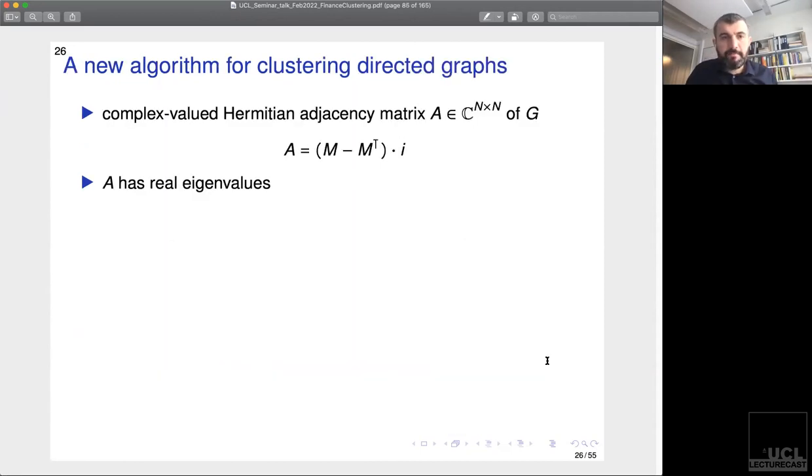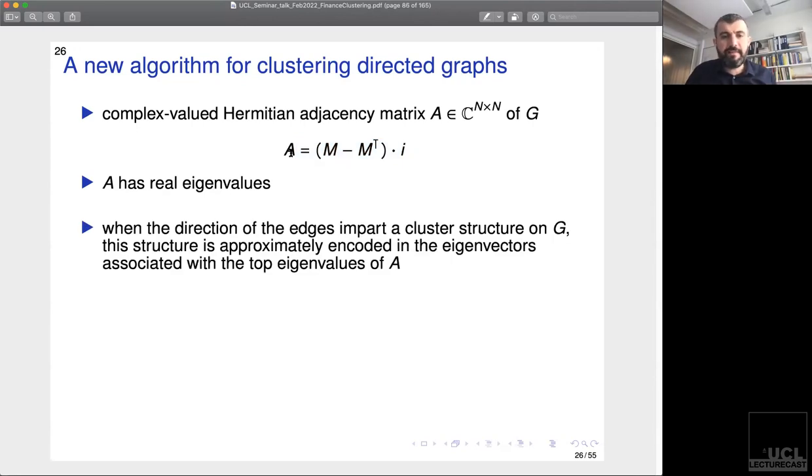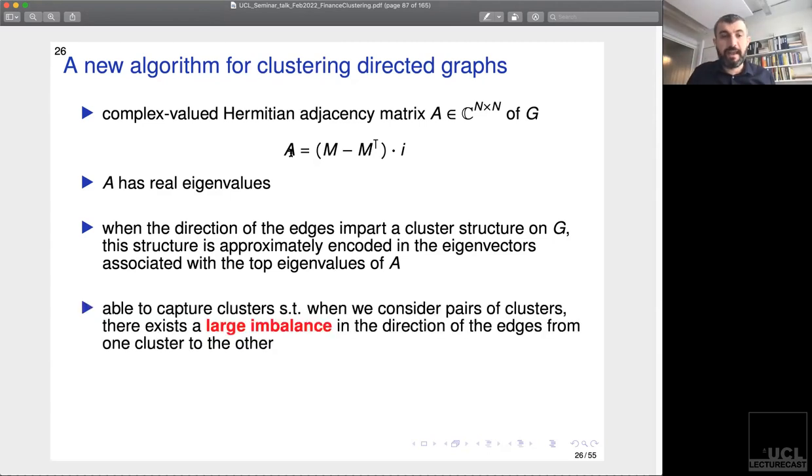Okay, and the algorithm is embarrassingly simple. You give me M, the adjacency matrix of a directed graph. If this graph is not skew symmetric, meaning you can have edges going both directions for a given pair of nodes, then we find the closest skew symmetric matrix to it by looking at M minus M transpose. And then we multiply this by the imaginary number i. This is a Hermitian matrix. It has real eigenvalues. And then what we could show is that whenever the direction of the edges induces a certain cluster structure in our graph G, then this structure is roughly encoded in the eigenvectors corresponding to the top eigenvalues of this Hermitian matrix A.